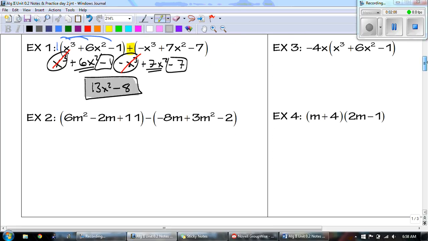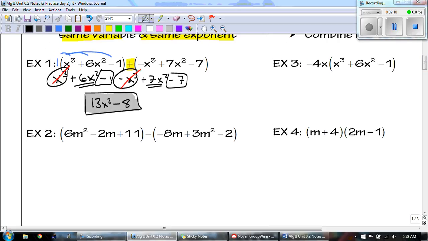Okay, now for example 2, our first set of parentheses is the same thing. There's a positive 1 in front of it. I can just rewrite it. But on the back, that's a negative 1 that we're distributing. So a negative times a negative is a positive. The only thing that's changing when we multiply by a negative 1 are the signs.